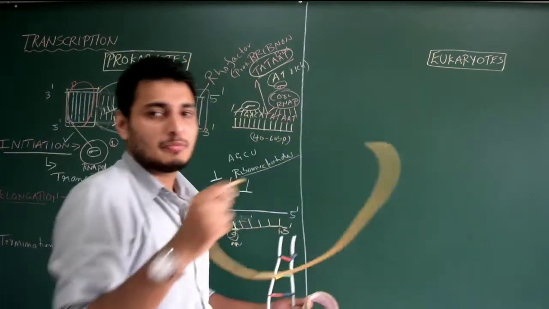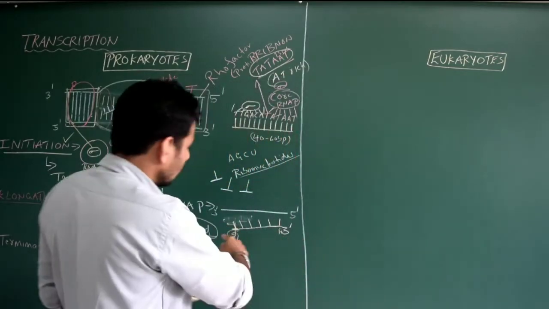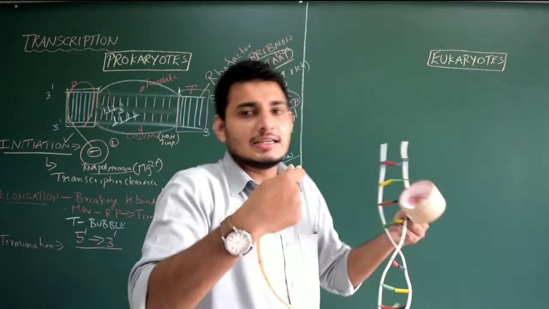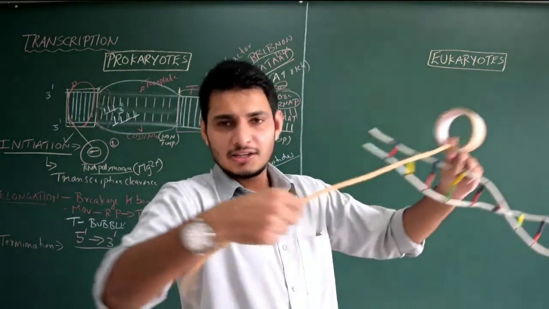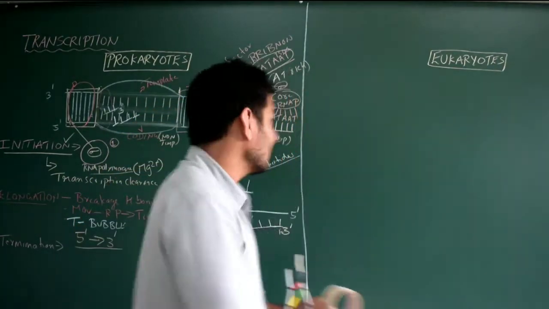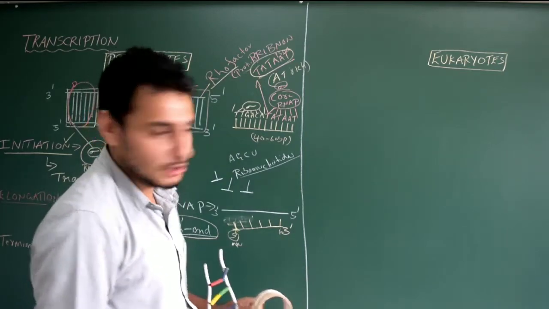So 5' to 3' is the direction of RNA transcription, or production of RNA through the transcription process. That's it. So finally both will detach when they reach the terminator sequence where the Rho factor is there. Got it? So Rho factor is there.